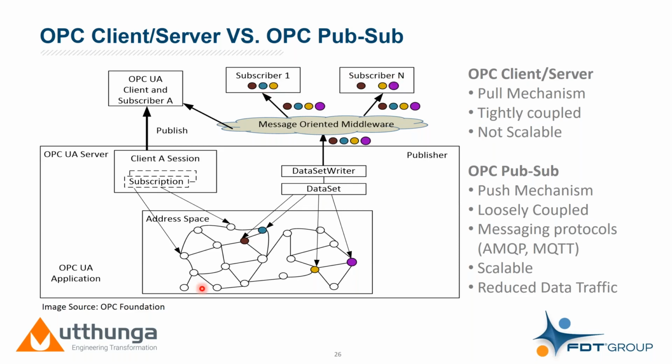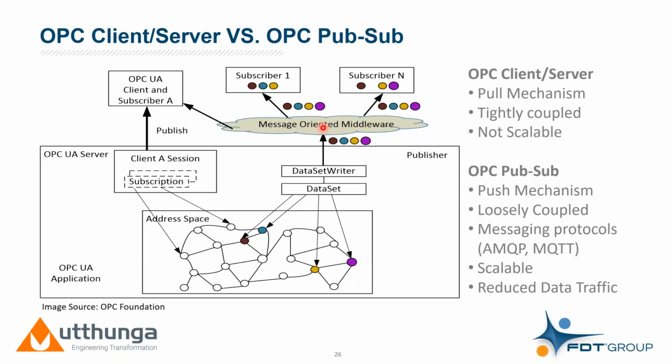So via OPC UA, with the same address space, the information that is exposed by the OPC UA server can be given to any subscriber, or any amount of data can be given. OPC UA publisher and subscriber uses the push mechanism. So only whenever there is a change in the node, or you can configure it, it pushes the data to the broker. So it is completely loosely coupled. And the OPC Pub Sub module also has inbuilt support for messaging protocols like AMQP or MQTT.